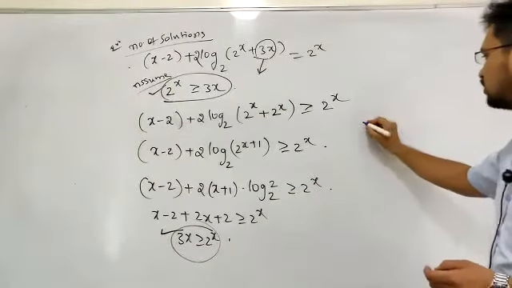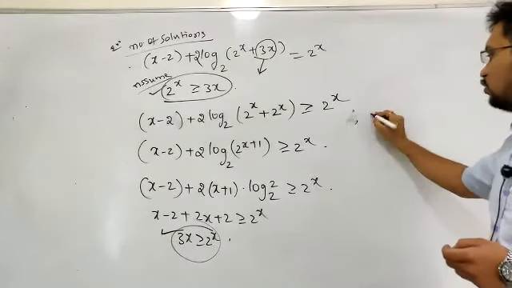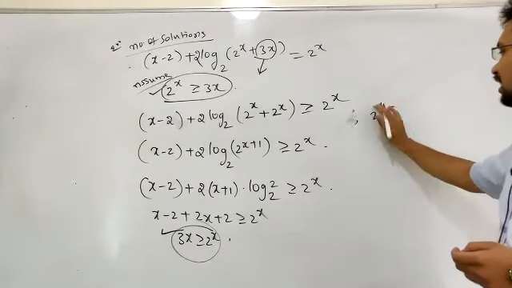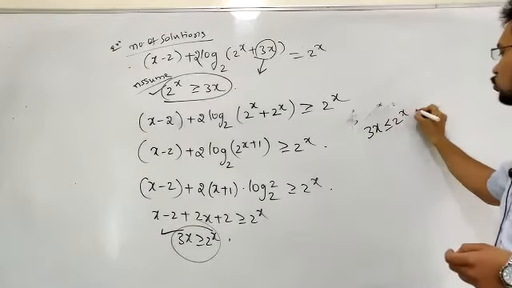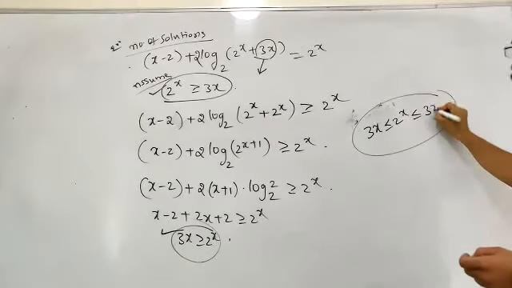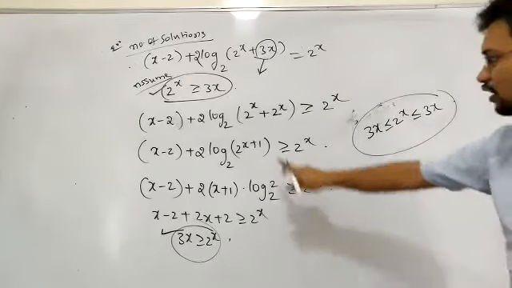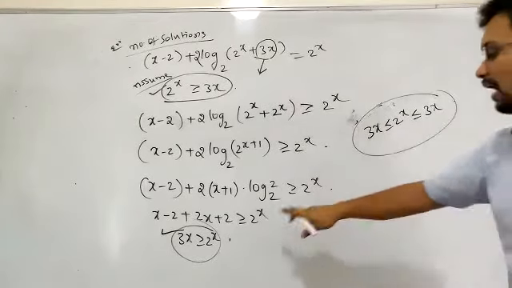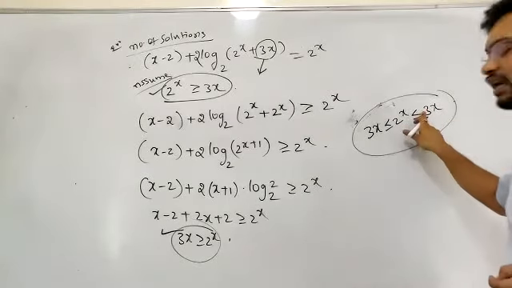As I guess, all you are getting is something like this: 2 power x is greater than or equal to 3x, and 3x is less than or equal to 2 power x is less than or equal to again 3x. You are getting such a value again. That is what we are assuming, and what we are getting is that 2 power x is less than or equal to 3x. This is what we are getting here.